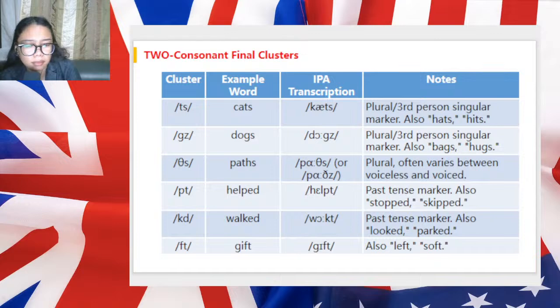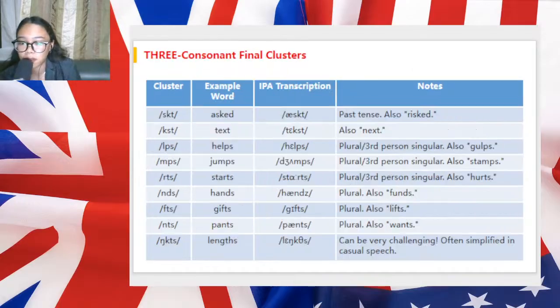Okay. Alright. That's for two consonant clusters. Let's move on to the next one. On three consonant clusters, we have first SKT for asked, KST for text, LPS for helps, MPS for jumps, RTS for starts, and NDS for hands, and then single F. Anyway, that's that. The next and last slide is this one.